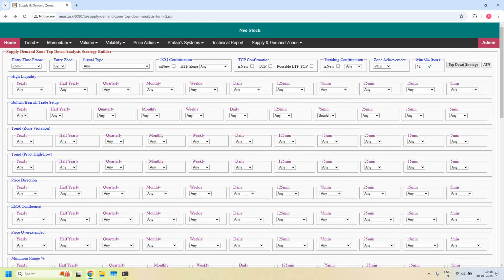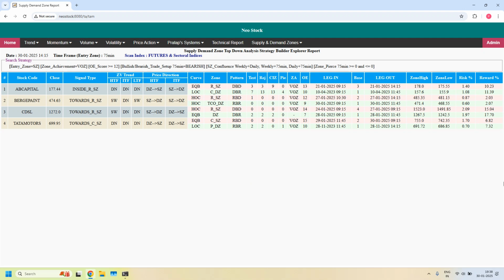With all the 3 filters, we got 4 stocks. LTF, ITF, HTF supply zone confluence. That means this 75 minute supply zone is part of the daily supply zone. Both together again part of the weekly supply zone. And weekly trend is down in the first stock and second stock.